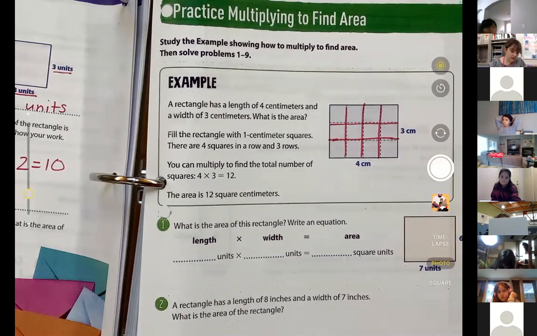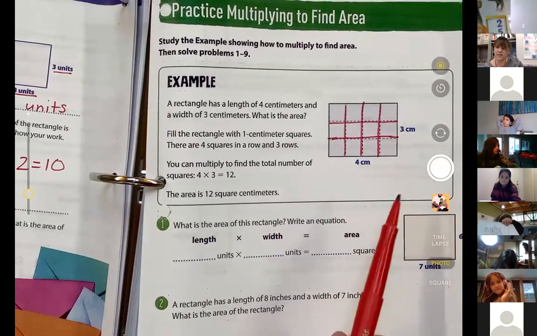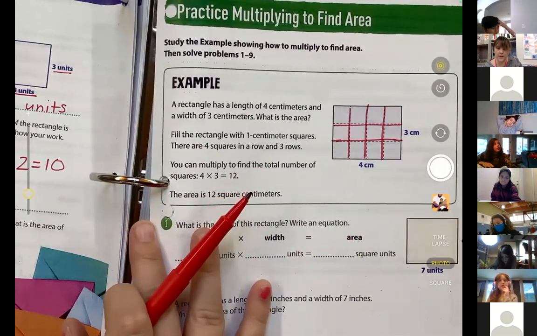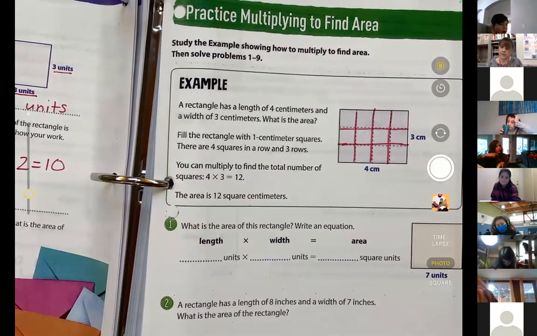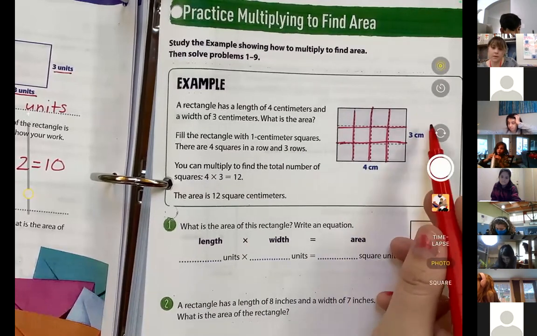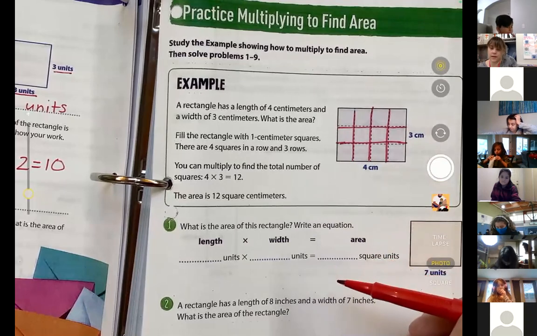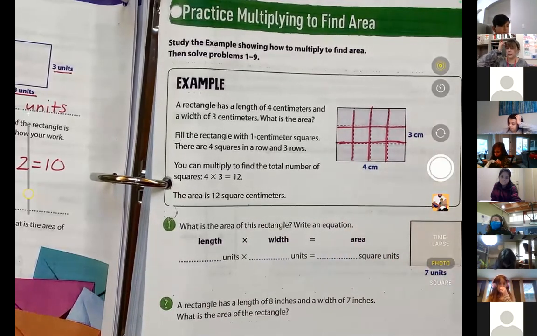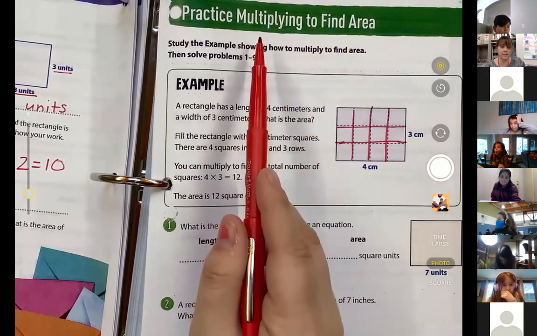The important thing is you need to make sure they're squares and you need to make sure they're equal, right? That's something that's important. But those are the 2 ways we have learned to find area. Okay, so multiplying length times width or counting squares or tiles. Okay, so let's focus today on multiplying to find area, right?